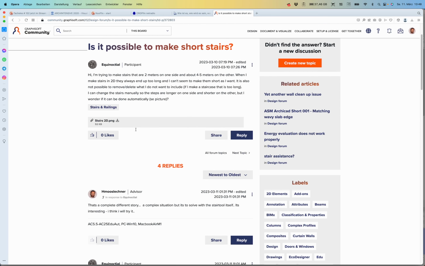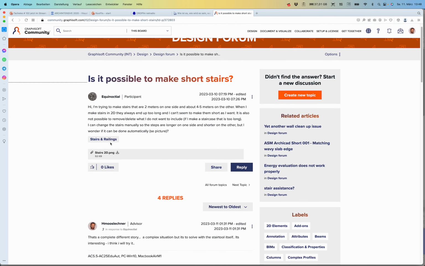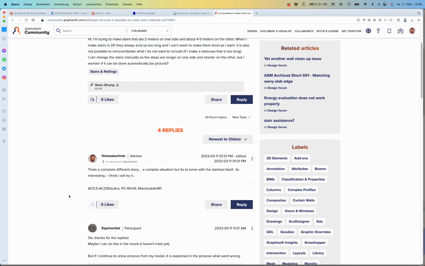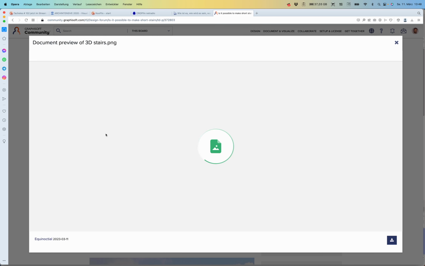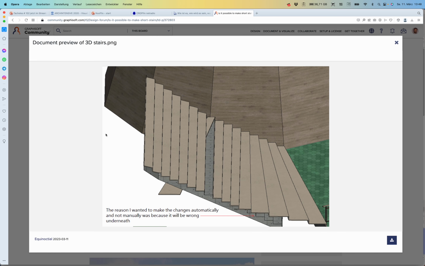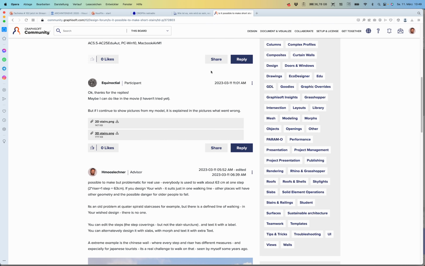Hello, let's give it a try. This was the original question, and let's have a look at the real problem here. It seems to be a pyramidal shape and the stair should follow it. Okay, what's the problem? Let's have a look at it.